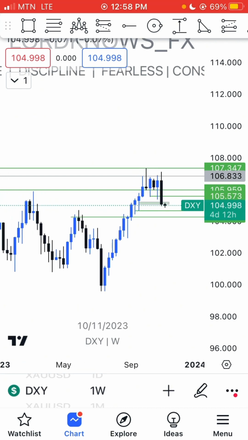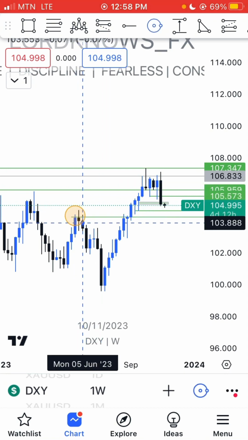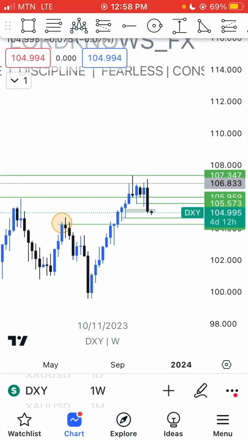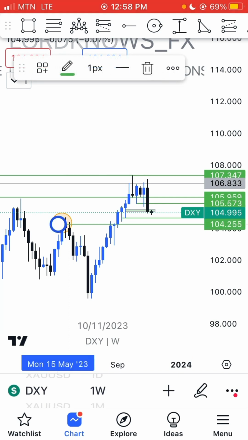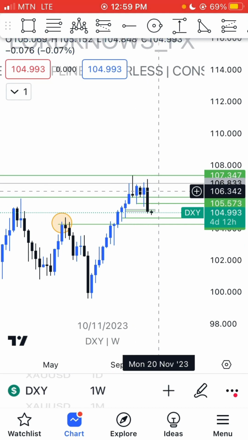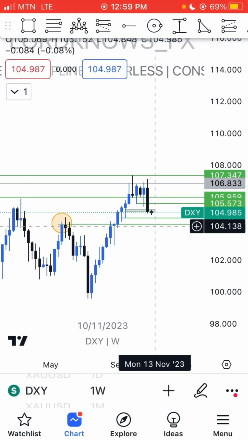Because with this, it's a major zone here. Okay, so there's a level here. So with this level, then it would come to this zone. So this zone here. Okay, so this is the DXY. And one thing I noticed on DXY, I'll show you guys, comparing it with gold.